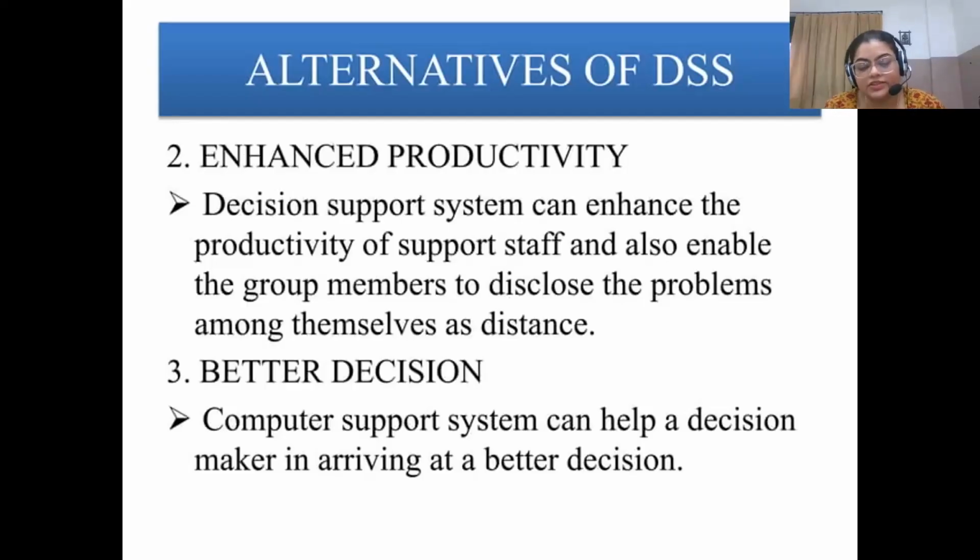Third is better decisions. A computer support system can help a decision maker arrive at a better decision.